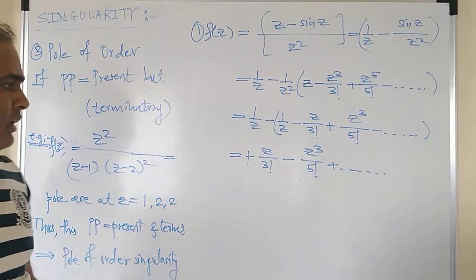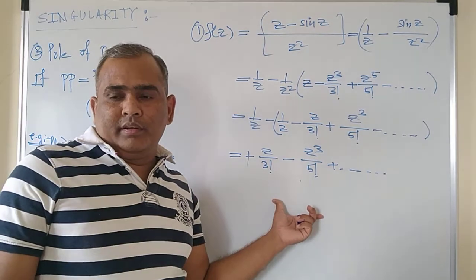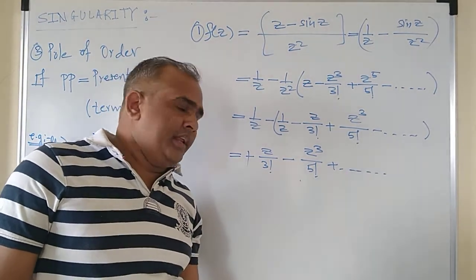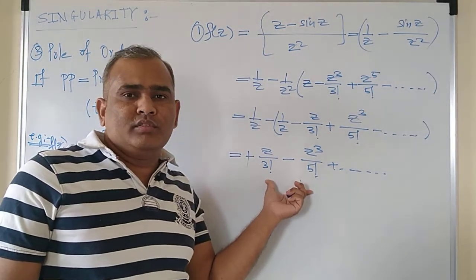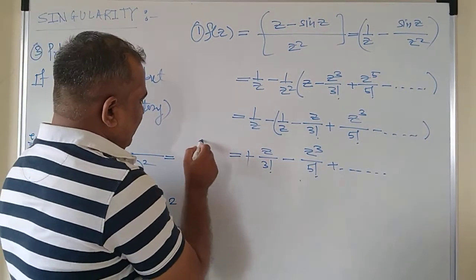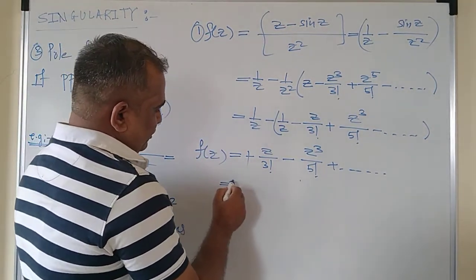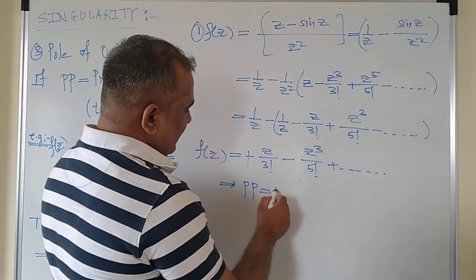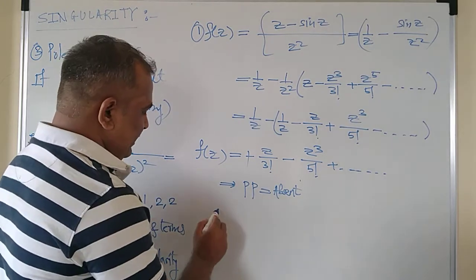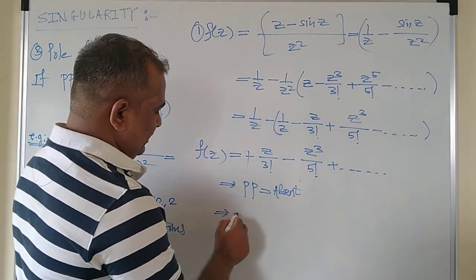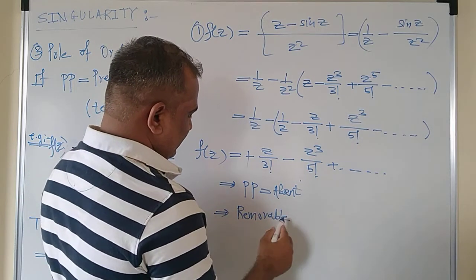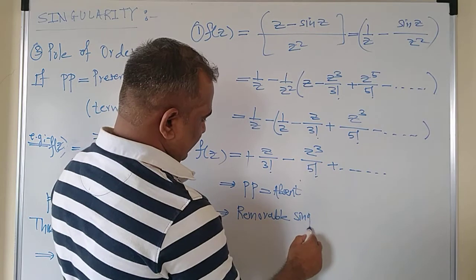So what is this? There is no term in the denominator. This is non-terminating because an infinite number of terms are there, but this is not the principal part. It is the analytic part, and we have nothing to do with the analytic part. So this implies that the principal part is absent, and when the principal part is absent, this kind of singularity is called a removable singularity. Thus this is an example of removable singularity.